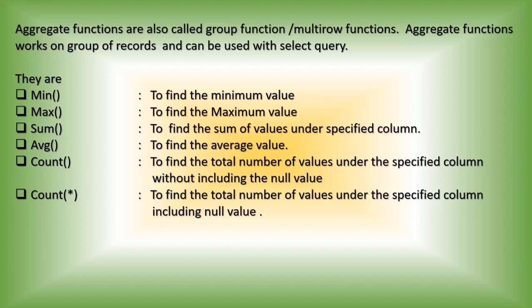So these are the different types of aggregate functions: min, max, sum, avg, count, count star. These are the 6 different types of aggregate functions. We can try out each one in SQL itself. So once again, aggregate functions perform operations on a group of records or group of tuples. They are also known as multi-row functions or group functions.